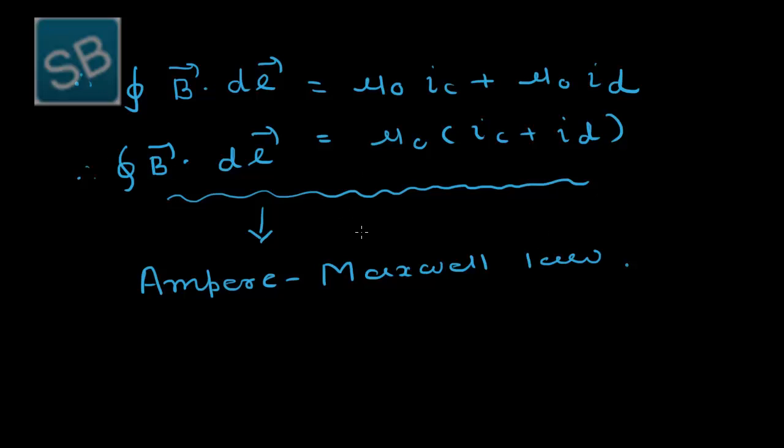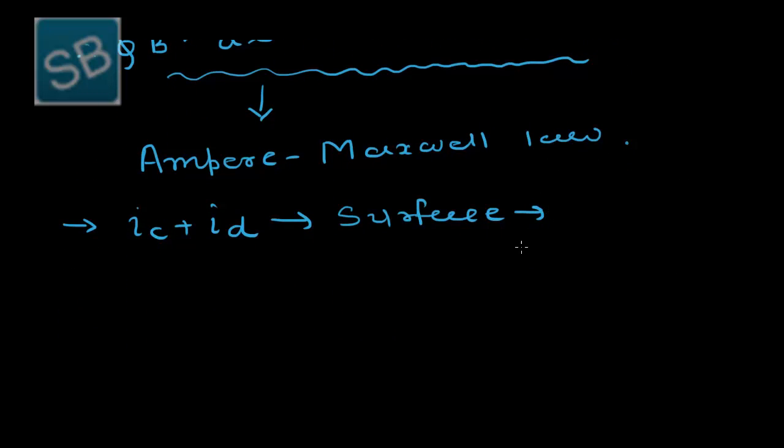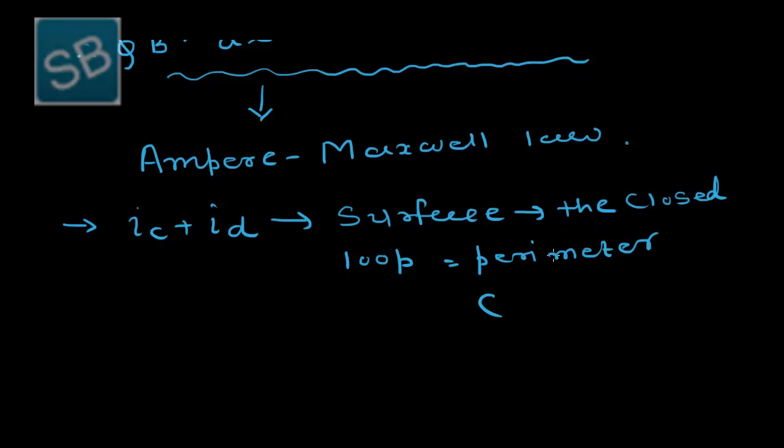And this equation suggests that the total current passing through any surface, total current meaning I_C plus I_D, passing through any surface of which the closed loop is the perimeter, is the sum of the conduction current as well as the displacement current.